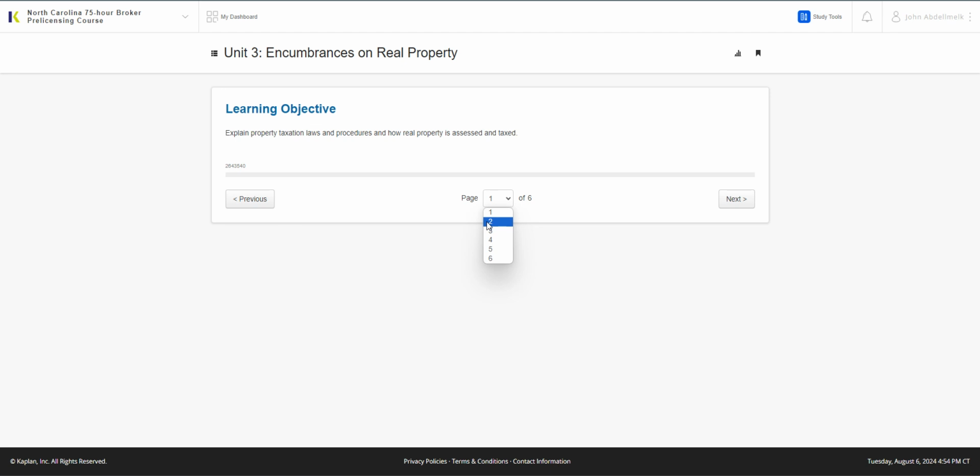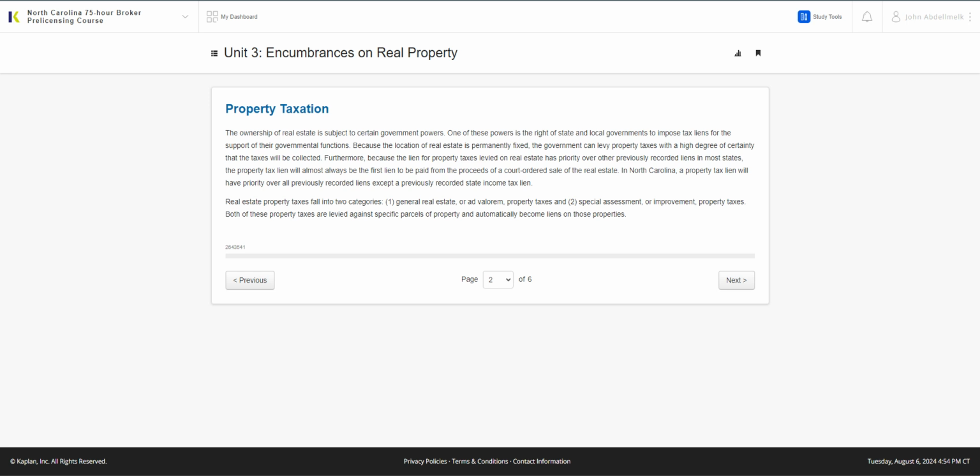Let's write this: property taxation. And we'll be going through this pretty quickly because most of it is going to be just talking about the definition, examples, and then some pictures, and then probably a video. So, the ownership.